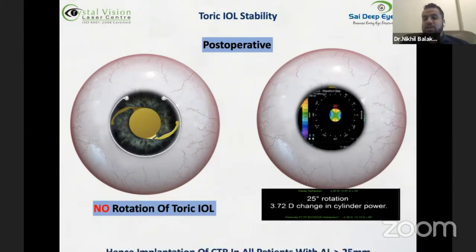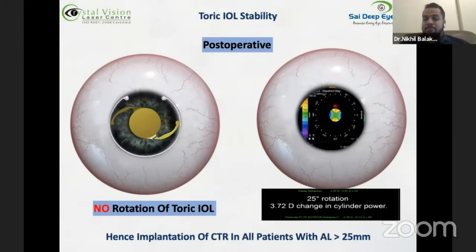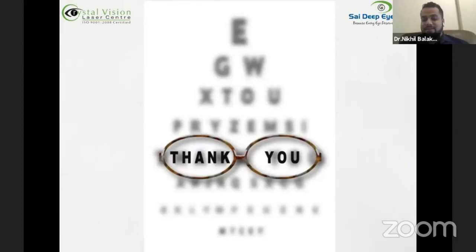And as we well know, a rotation of a toric IOL can, per degree of rotation, cause a 3.3% loss of dioptric power. And hence we advocate that all patients above an axial length of 25 should also be implanted with a CTR prior to the toric implant.